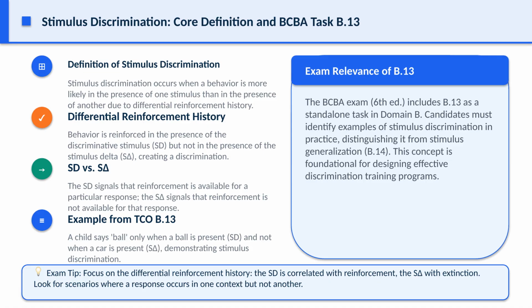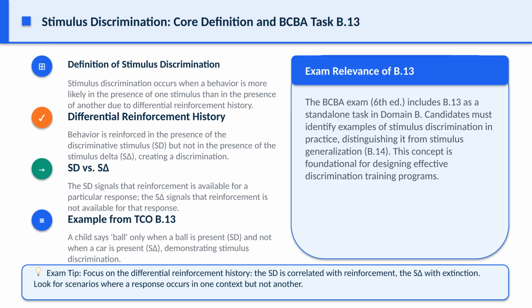Stimulus discrimination is a foundational concept tied directly to BCBA task B.13, and it's essential to understand how differential reinforcement history shapes behavior. When a response is reinforced in the presence of one stimulus, the discriminative stimulus, or SD, but not in the presence of another, the stimulus delta, or S delta, the learner begins to respond selectively. For example, a child says ball only when a ball is present, not when a car is present, because only the ball has been paired with reinforcement for that vocalization.